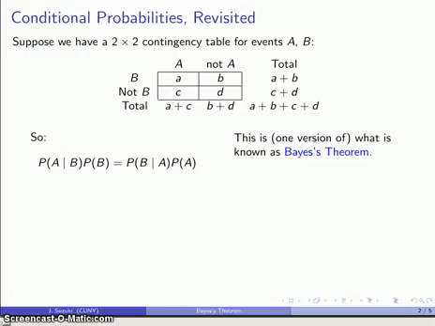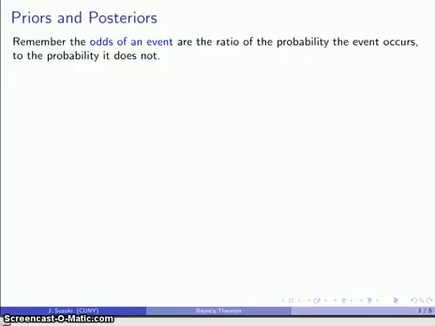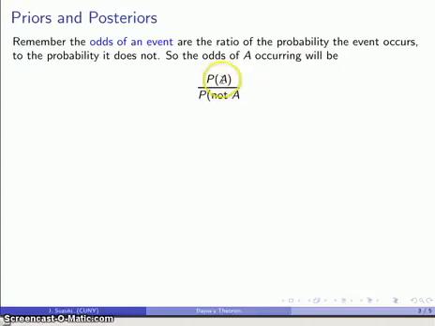Now, Bayes' theorem is particularly useful when we think about the odds of an event occurring or not. So remember that the odds of an event are the ratio of the probability that an event occurs to the probability that it does not. So going back to my event A, I can talk about the odds that A occurs as the quotient of the probability that A occurs over the probability that A does not occur.